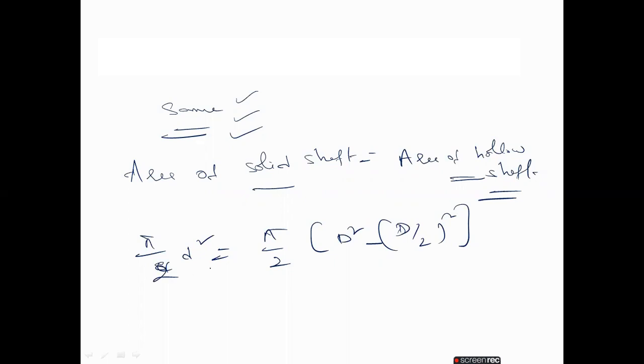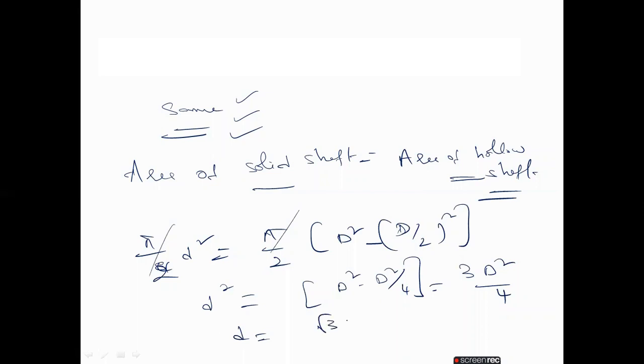Sorry, this is pi by 4, not pi by 2. So this pi by 4 will cancel. So small d square equals capital D square minus D square by 4. This is nothing but 3D square by 4. So small d equals root 3 capital D by 2. This is the small d value we calculated.